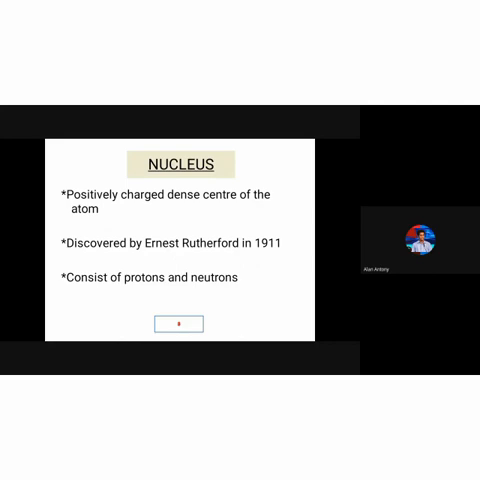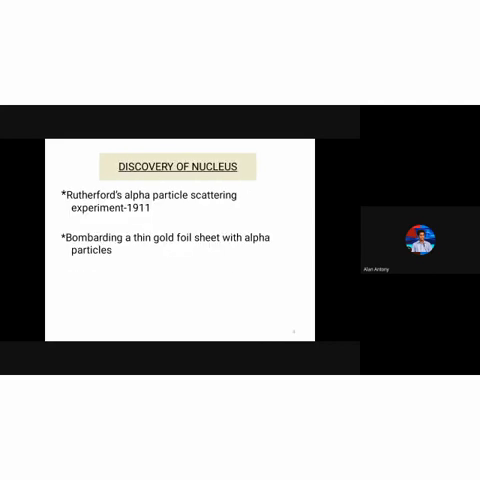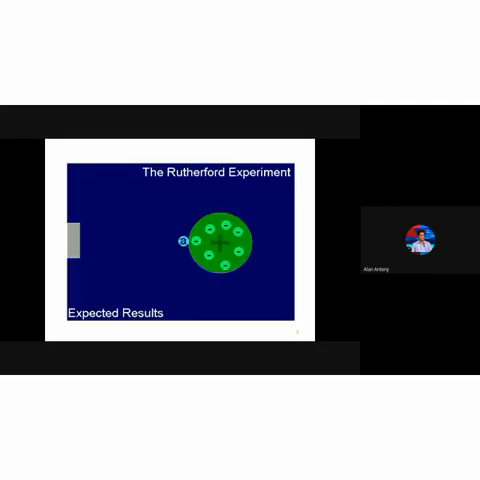The nucleus was discovered by Ernest Rutherford through the alpha particle scattering experiment. In 1911, Ernest Rutherford discovered the dense atomic nucleus by bombarding a thin gold sheet with alpha particles emitted by radium. You can see the figure in the next slide.